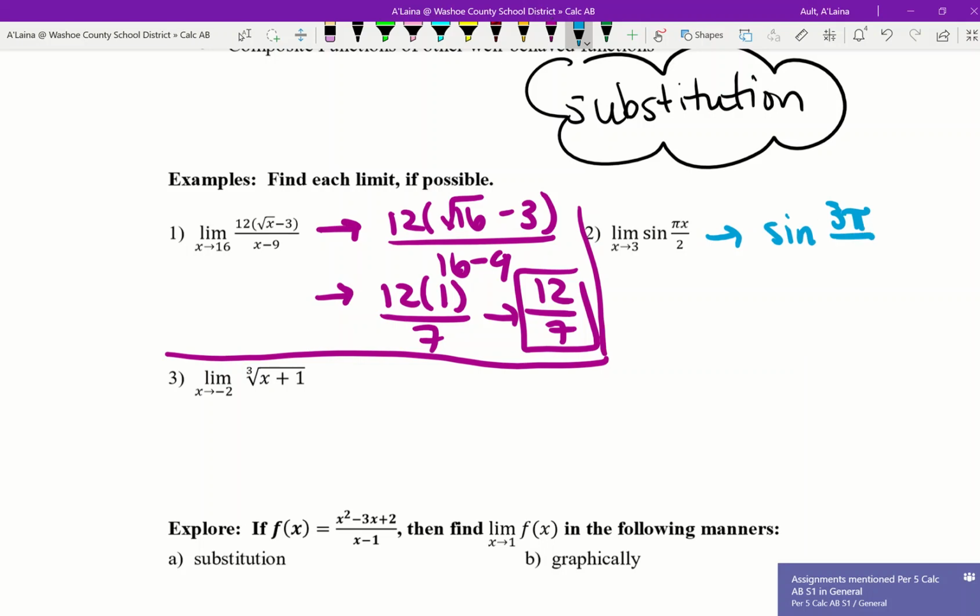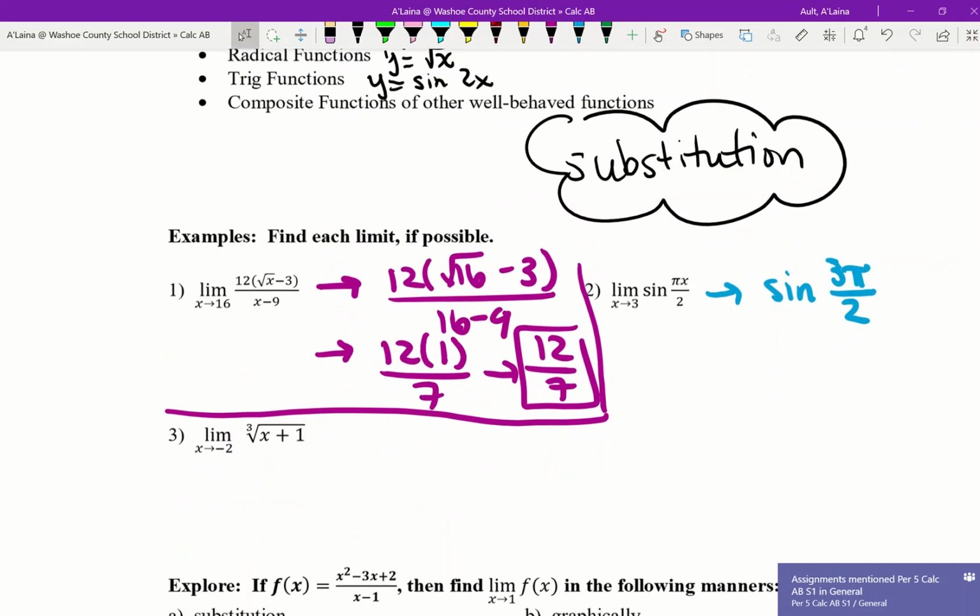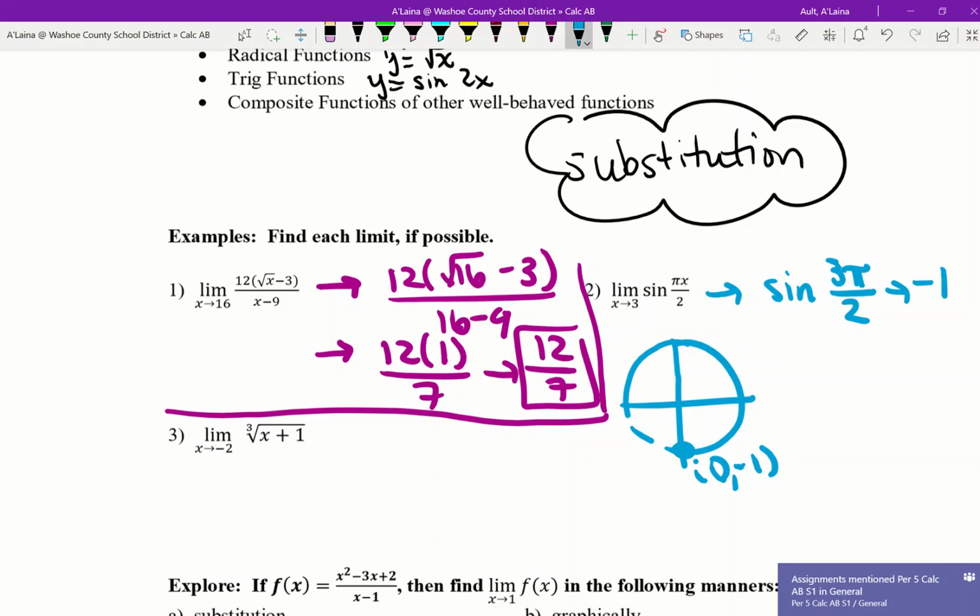All right, so I'm going to go ahead and do this next problem. You might notice that I'm going to replace x with 3 pi over 2 because trig functions are, over their domain, continuous functions and are well behaved. So in case you have forgotten a little bit, with your unit circle, 3 pi over 2 is down here. Sine is going to be, for this point, the y coordinate. And so the sine of 3 pi over 2 is negative 1. And so the limit here is negative 1 as well.